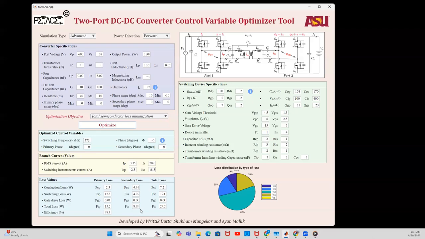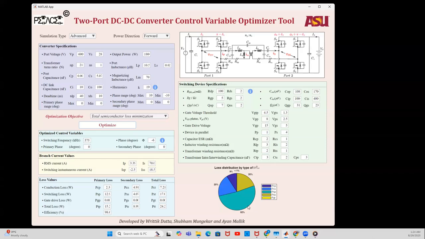For example, if my primary side is dominating, if we do the analysis in terms of the pie chart, which can also be seen on the right side, here we can see that almost 52% of the loss can be attributed to the switching loss. That corresponds to the primary side. That means the primary side device which you have selected might not be the most optimal, or the switching frequency at which it operates might not be exactly optimal.